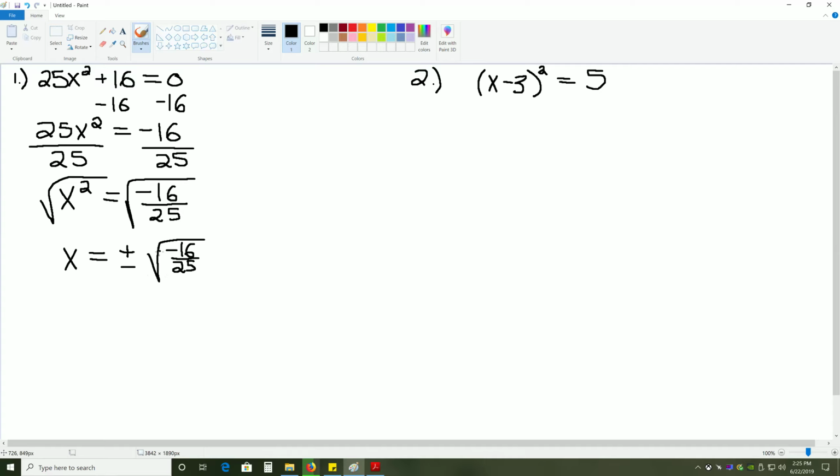From here, we know that if you have a negative inside of your square root, that just means that you have an imaginary number, so we'll take it out as an i. So we get plus or minus i times the square root of 16 over 25.